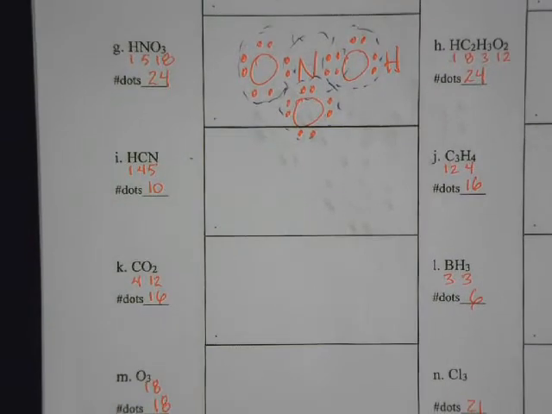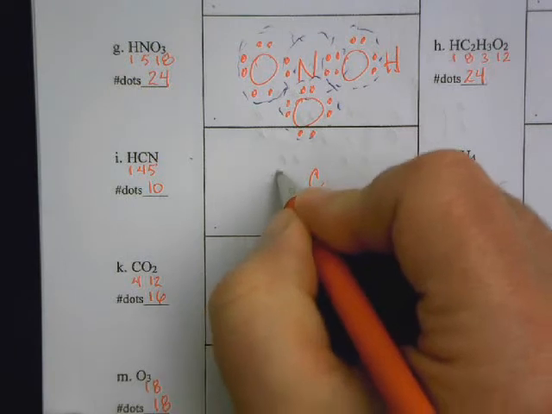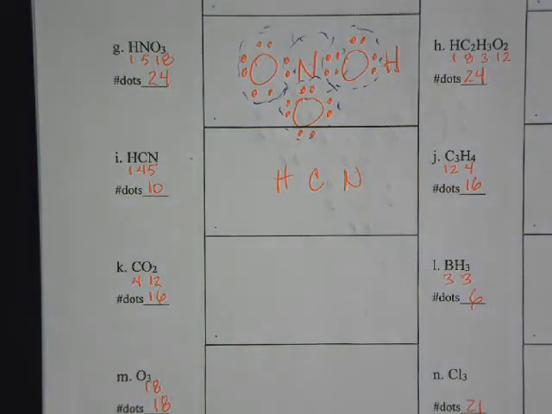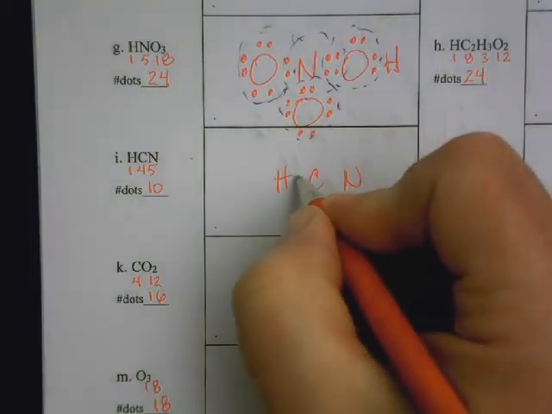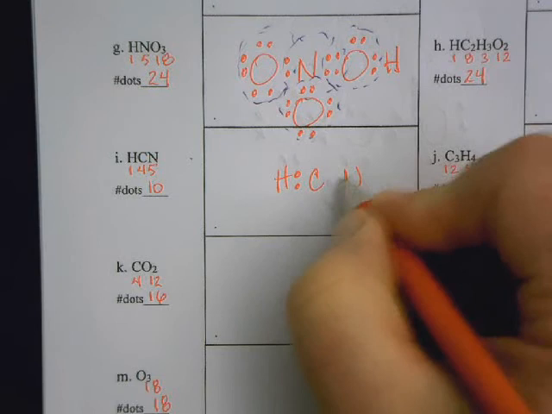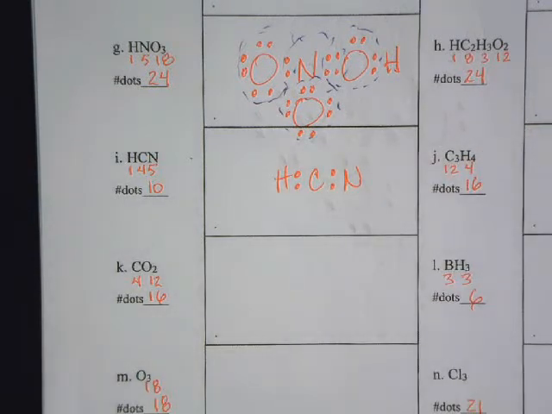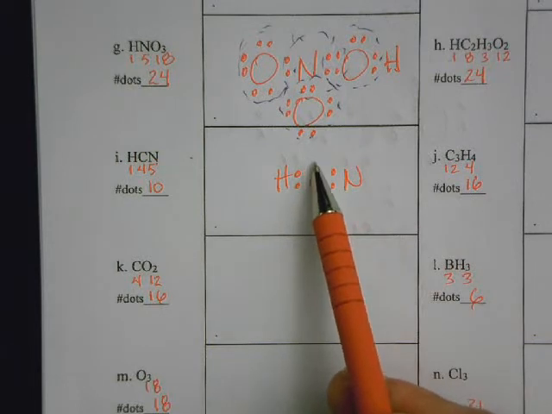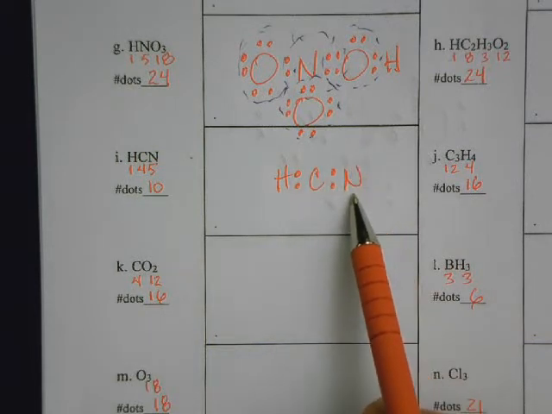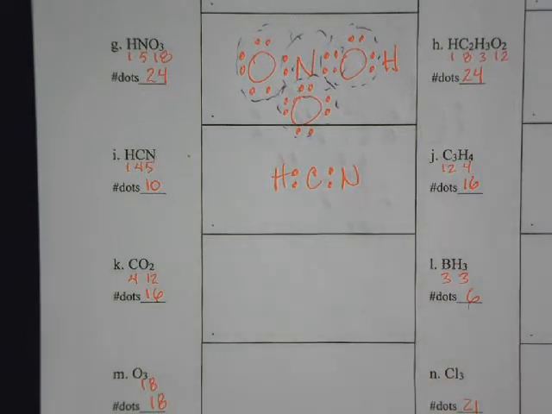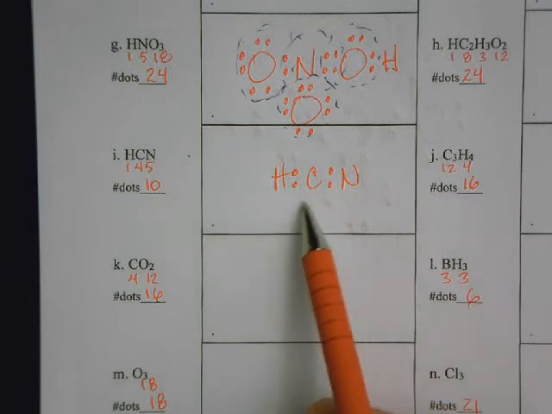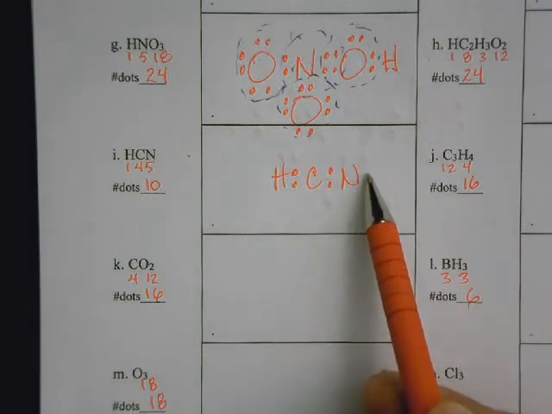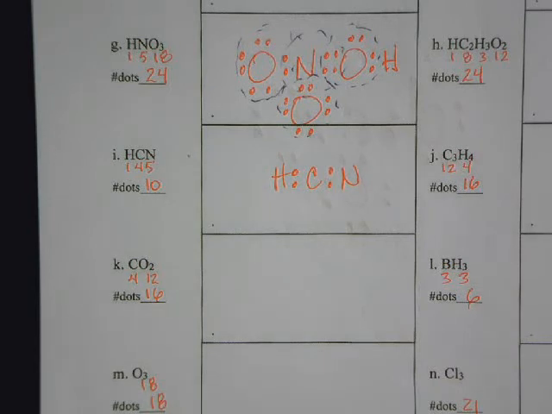All right. HCN. Put in my bonds. There's my two bonds. Now, I've used up four. I only have 10, so I've got six more. But if I count, 2, 4, 6, 8, 10, I actually need 10 more. Again, two up here, two down there, two up there, two down there, and two over here. That's 10, but I only got six left. I'm going to be four short.